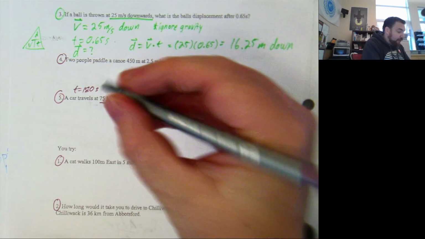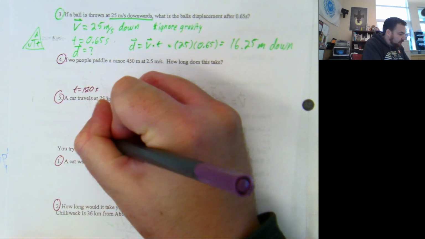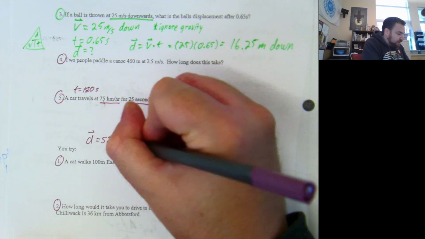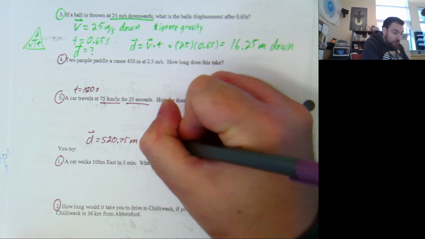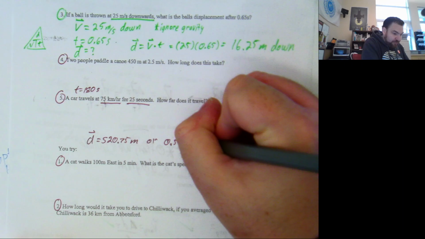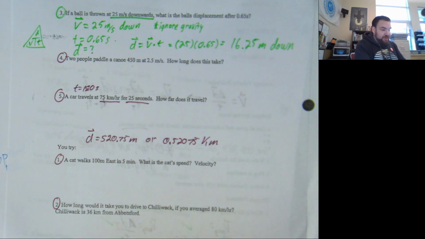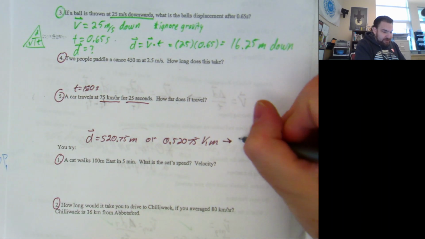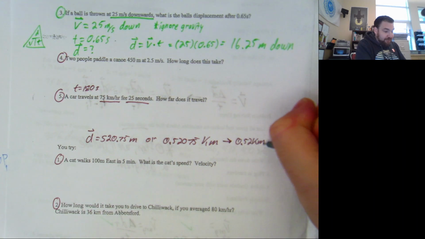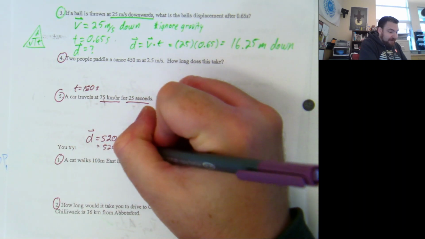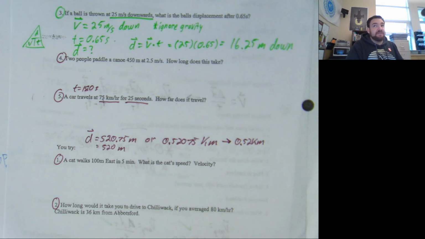But either way, you should have gotten a displacement of 520.75 meters or 0.52075 kilometers, which you could have rounded to 0.52 kilometers. And if we're doing sig figs, this one should have probably been rounded to 520 meters. But I have never called out sig figs, and so that's fine. I won't require that you use it past the first chapter, but there it is.